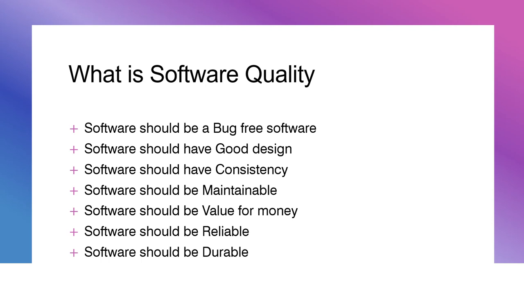The software should be value for money. Customers and companies who make this app should feel that the money spent on this app has not gone to waste. This is again the most important criterion. The software should be reliable. Be it any software, it should be able to perform the functionality without any issues. The software should be durable. Durability is a confusing term. In this context, durability means the ability of software to work without any issue for a long period of time. That's why it must be durable as well.